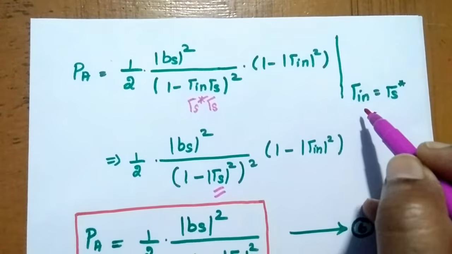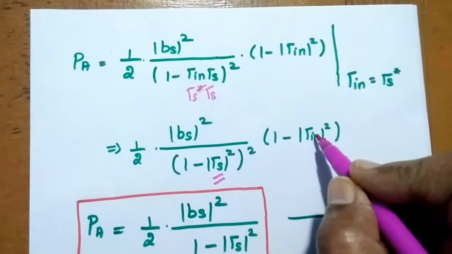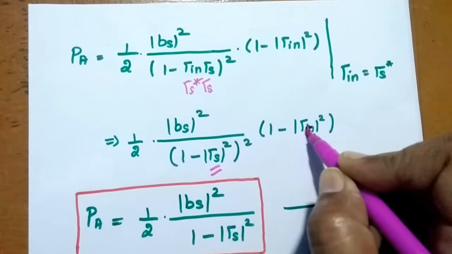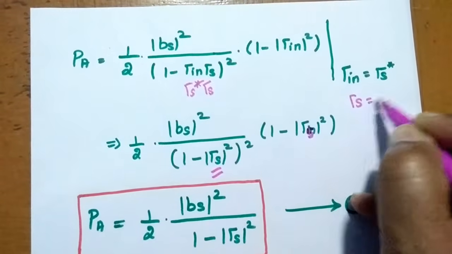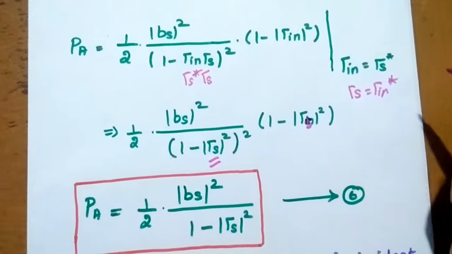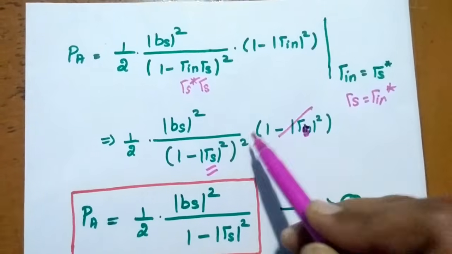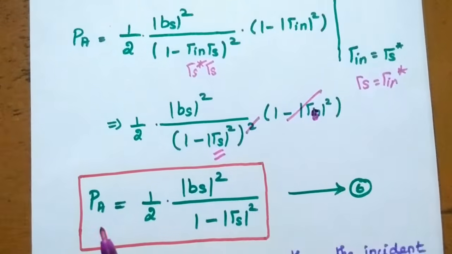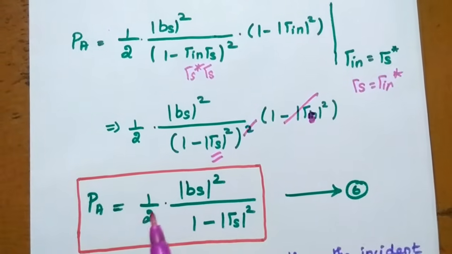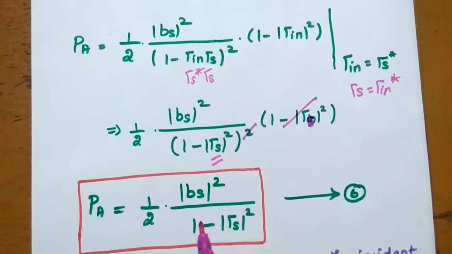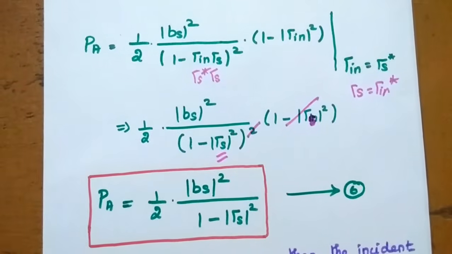From this condition, we come to know one more thing. Gamma in is equal to gamma s star means this gamma in becomes gamma s, that value into its conjugate. So we can write the same as gamma s is equal to gamma in star. Both are same, right? So at that time, this value becomes gamma s. Now we can cancel this and this square term. We can obtain that power available in the amplifier is equal to 1 by 2 Bs squared by 1 minus gamma s squared. Consider this as the sixth equation.